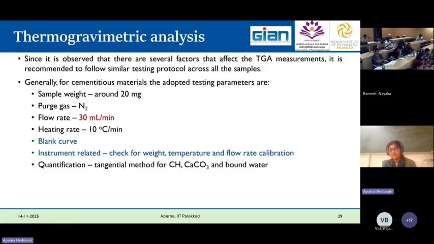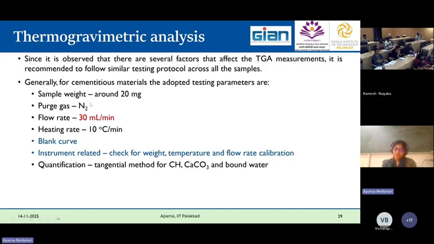So in this lecture on TGA, we have observed that there are several factors that affect the TGA measurements, and hence it is recommended to follow a particular protocol across all the samples in one laboratory. Say for cementitious systems, the general sample weight considered is around 20 milligram, because even if we change the sample size, there is an effect on the decomposition temperatures. So if at one day you are using 20 milligram, and for the 28-day cured sample you use 10 milligram, then you'll have a difference in the decomposition temperatures. To eliminate that, the best methodology is to maintain a constant sample weight.